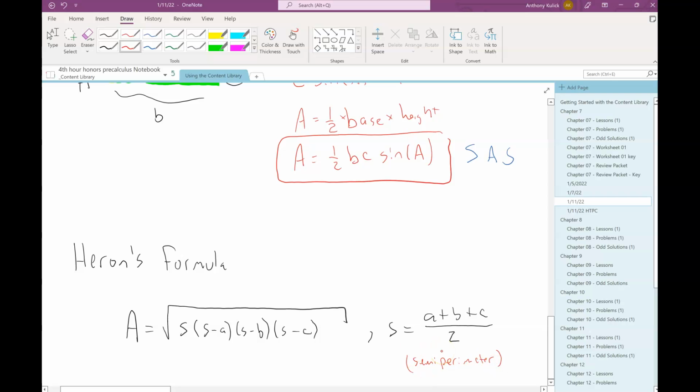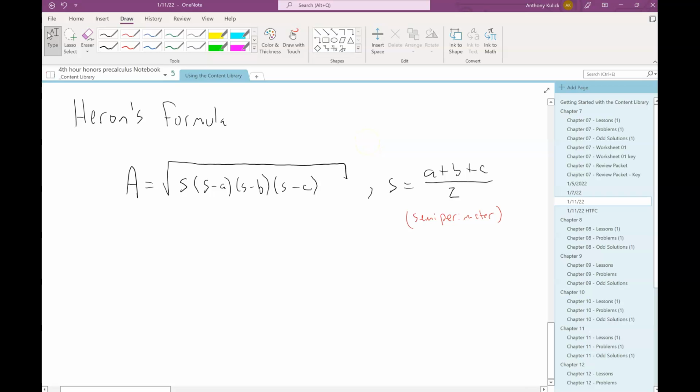So Heron's formula says the area of a triangle is equal to the square root of s times s minus a times s minus b times s minus c, where s is a plus b plus c all divided by 2. Sometimes we refer to s as the semi-perimeter, since a plus b plus c is the perimeter of our triangle. If I divide it by 2, it's like half of a perimeter. So like we called half a circle a semicircle, same idea. Semi is the prefix for half.